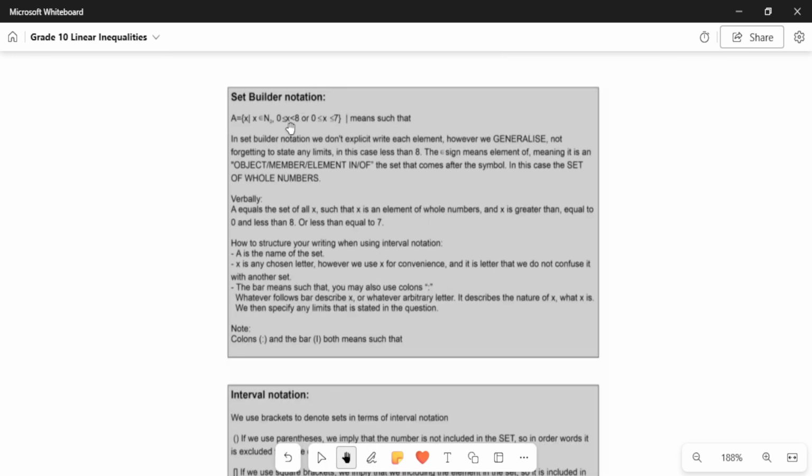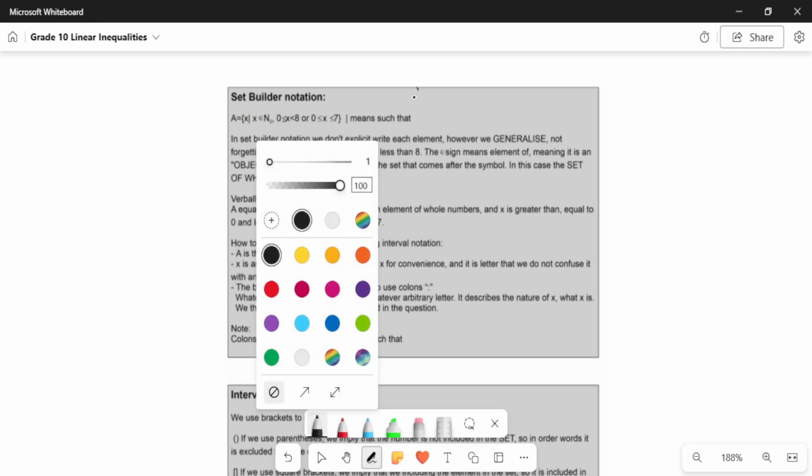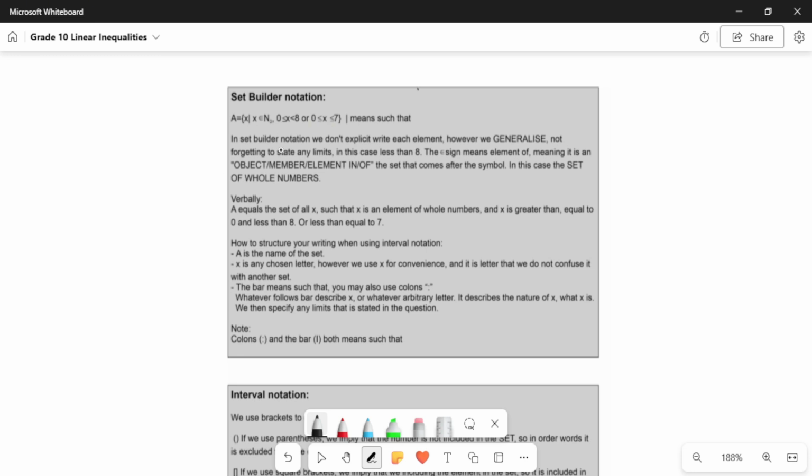Okay, so the next way that we can represent sets is by set builder notation. Sounds fancy, but it's a very simple idea. In set builder notation, we do not explicitly write each element. However, we generalize, not forgetting to state any limits. In this case, less than 8. The ∈ sign means element of, meaning that it is a member, object or element in or of the set that comes after the symbol. In this case, the set of whole numbers.